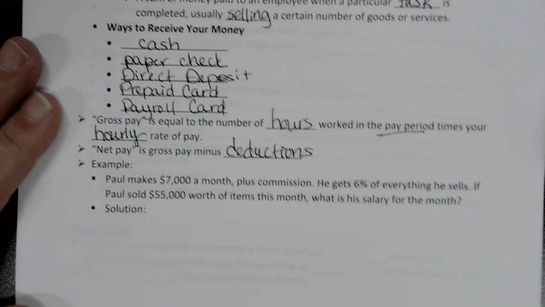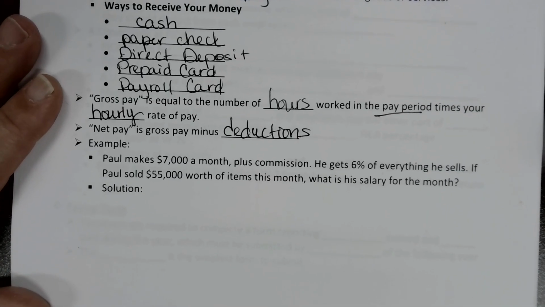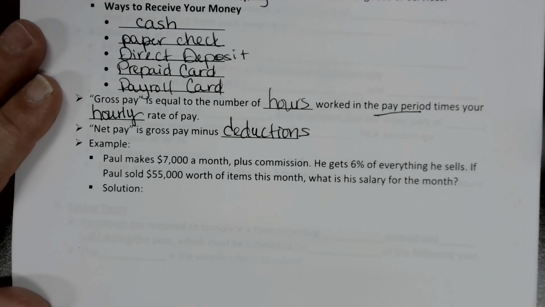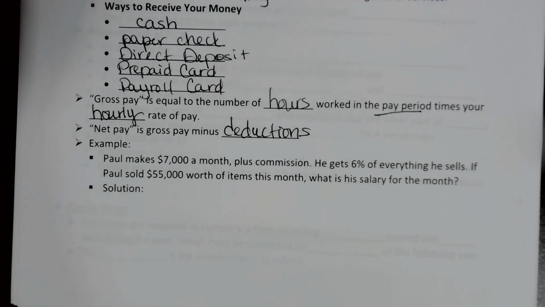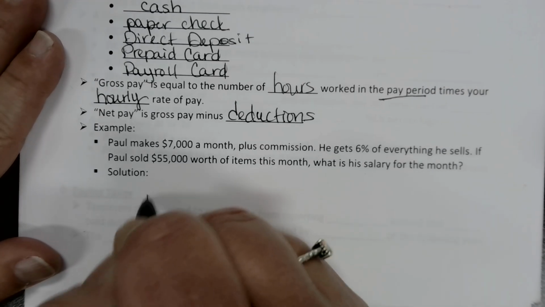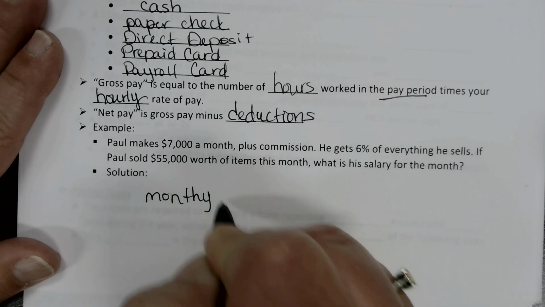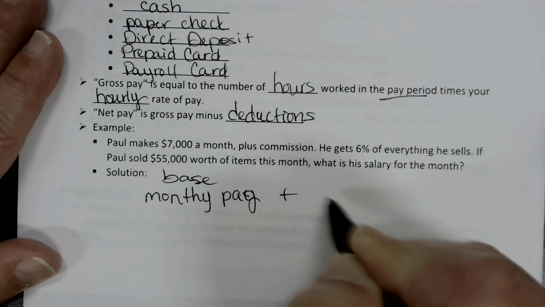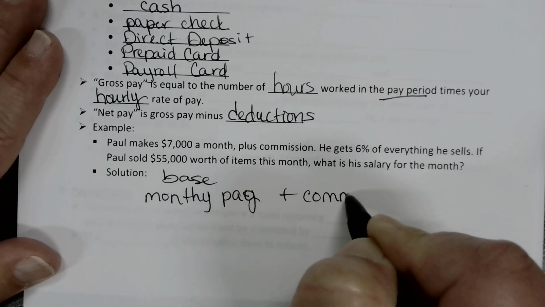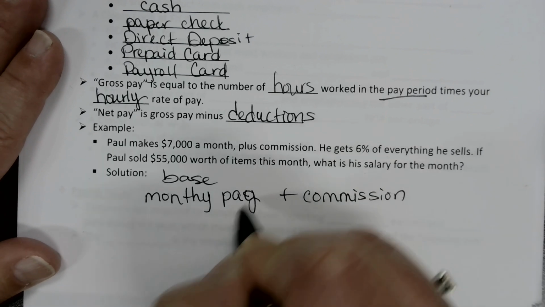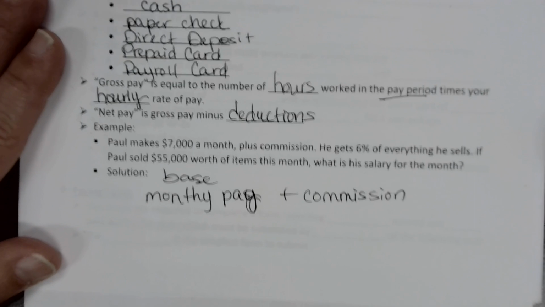So here is an actual math problem. Paul makes $7,000 a month plus commission. He gets 6% of everything he sells. If Paul sold $55,000 worth of items this month, what is his salary for the month? So what we're going to do is take his monthly pay. This is called his base pay. His monthly pay, his base, plus his commission. Did I spell it wrong? Not yet. Commission. That's a Y, guys. Sorry. Okay, monthly pay plus commission.